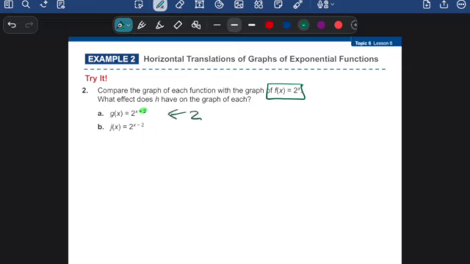For part B, we again have a change inside the parentheses. So we're changing horizontally, and we have to remember, in order to get back to the parent function, we're actually moving to the right. Okay, so this is a shift horizontally to the right 2 units.